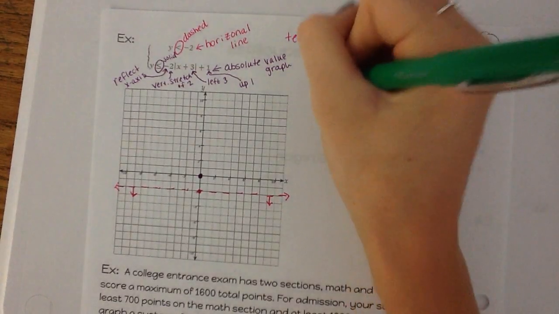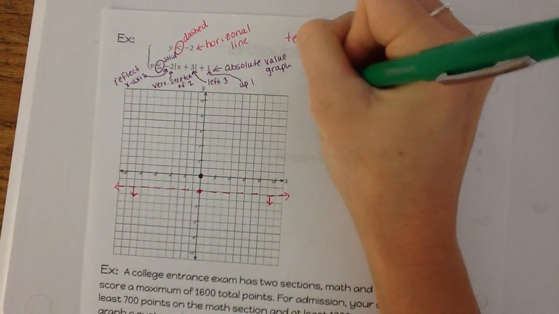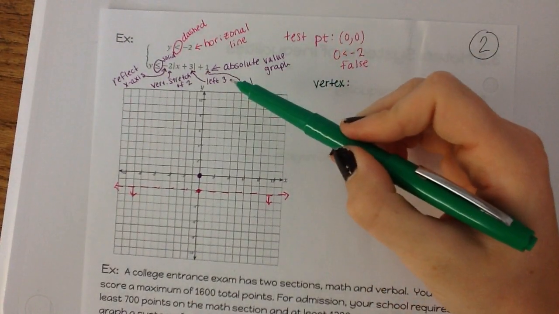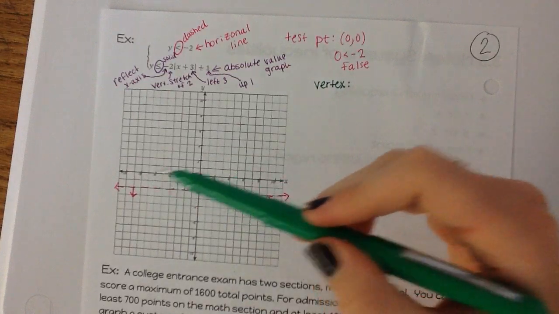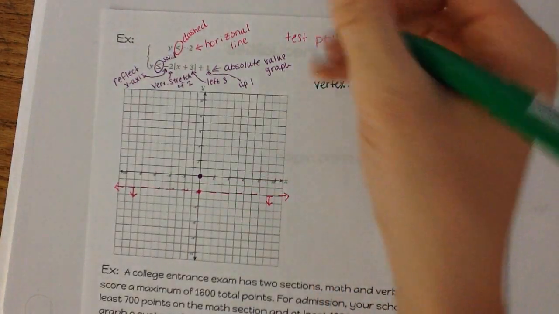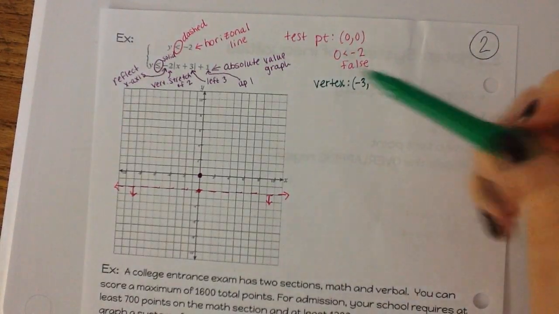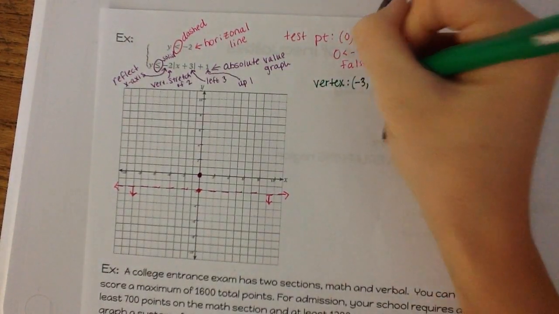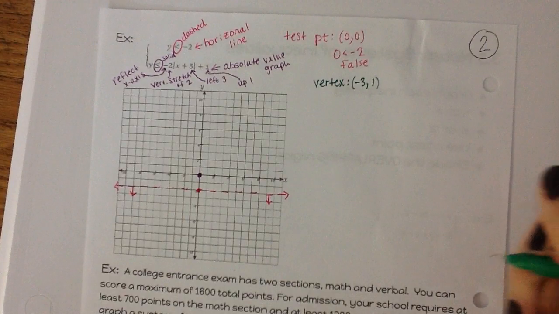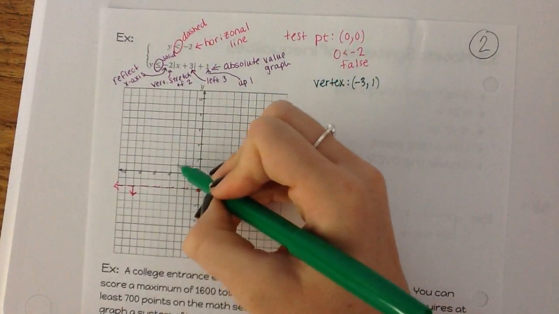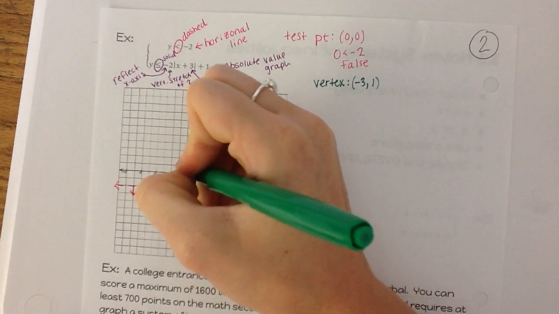So off to the side, let's go ahead and find our vertex. If we are going left 3, left and right affects our x. If we are going left, we're going to have negative 3. And we are going up 1. So our vertex is at negative 3, 1. So let's go ahead and plot that point. So negative 3, 1 is right here.